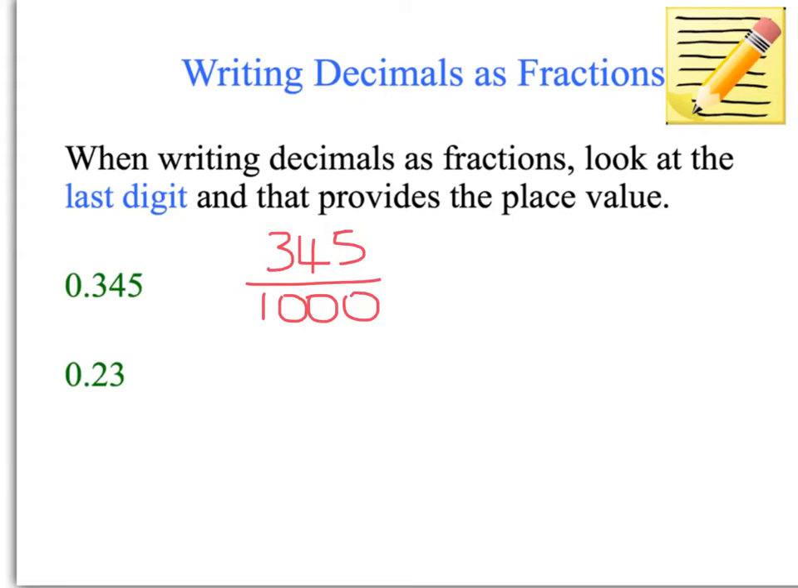Alright, this next one is 0.23. So the last digit of this decimal is in the hundredths column. Therefore, this decimal is 23 hundredths. 23 over 100.